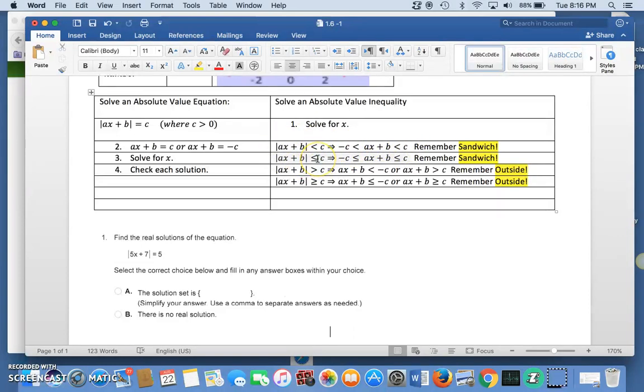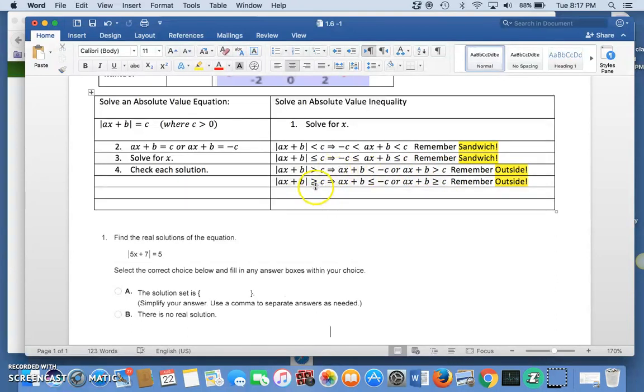Basically, it's the same if it says less than or equal to. These signs just change to less than or equal to as opposed to less than. So the less than situations become sandwiches. Greater than situation, it's going to be less than the negative and greater than the positive. You're going outside of the 2.